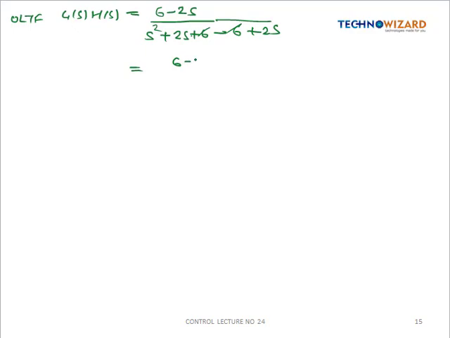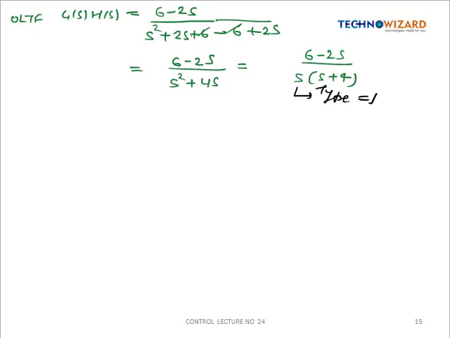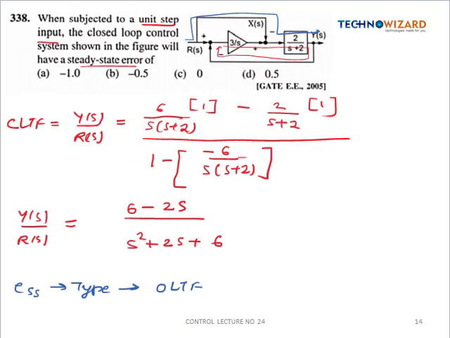So this will get cancelled out. So g of s into h of s will be equal to 6 minus 2s divided by s square plus 4s. If we take s common from the denominator, it will be equal to s into s plus 4. So as one open loop pole is lying at the origin, this is type 1. Okay, so the steady state error in case of type 1 with a step input will be equal to 0. So option C is the right answer.